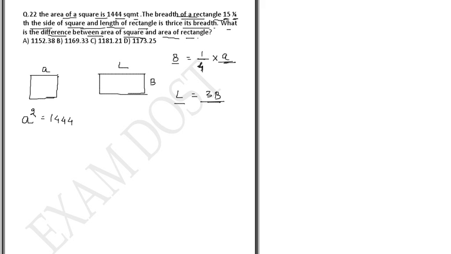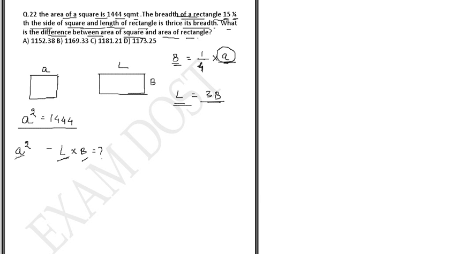What is the difference between the area of the square and the area of the rectangle? So basically you have to calculate A square minus L into B. ये वैल्यू आपको निकालनी है. अगर आपको ये वैल्यू निकालनी है, आपको A चाहिए, आपको L चाहिए, आपको B चाहिए. आपके पास A कहाँ से निकाल सकते हैं? We can calculate A from this. We can calculate L from here, and we can calculate B from here. So let us start. We can find out B क्योंकि हमारे पास A की वैल्यू है.